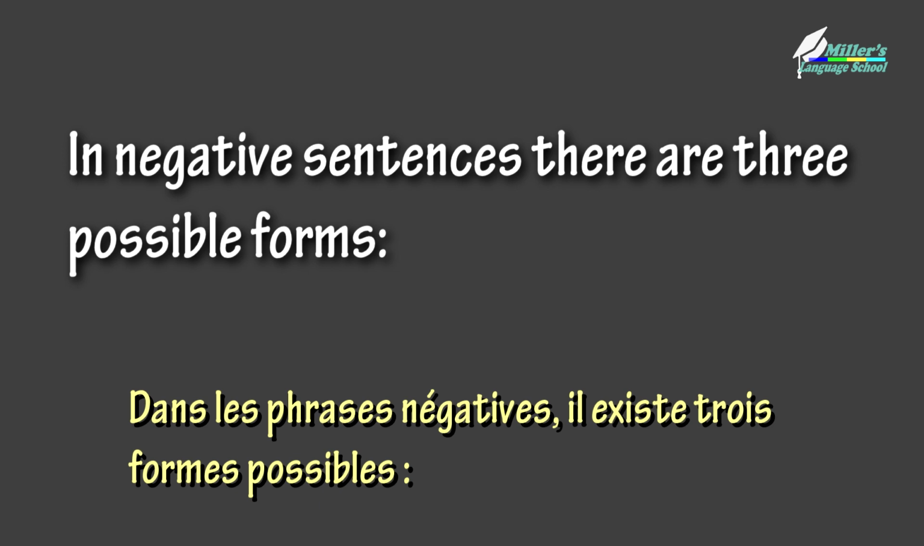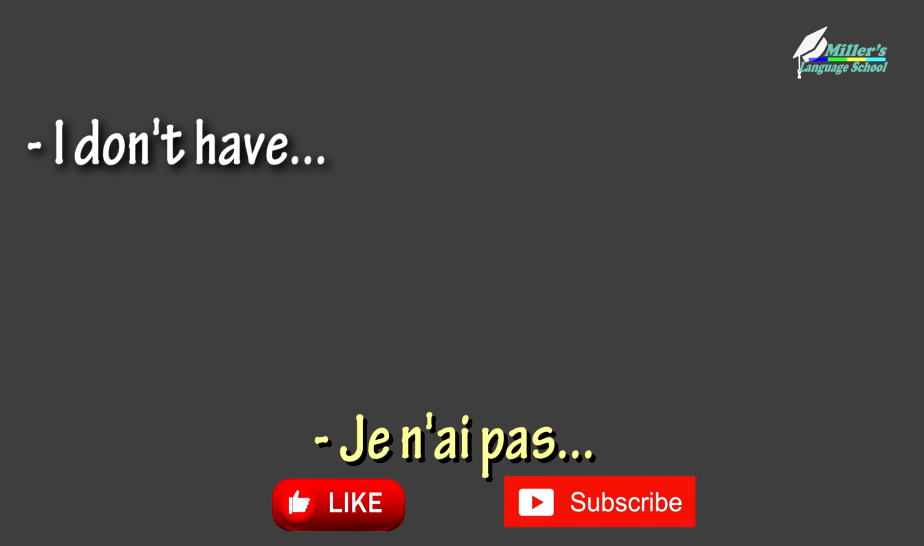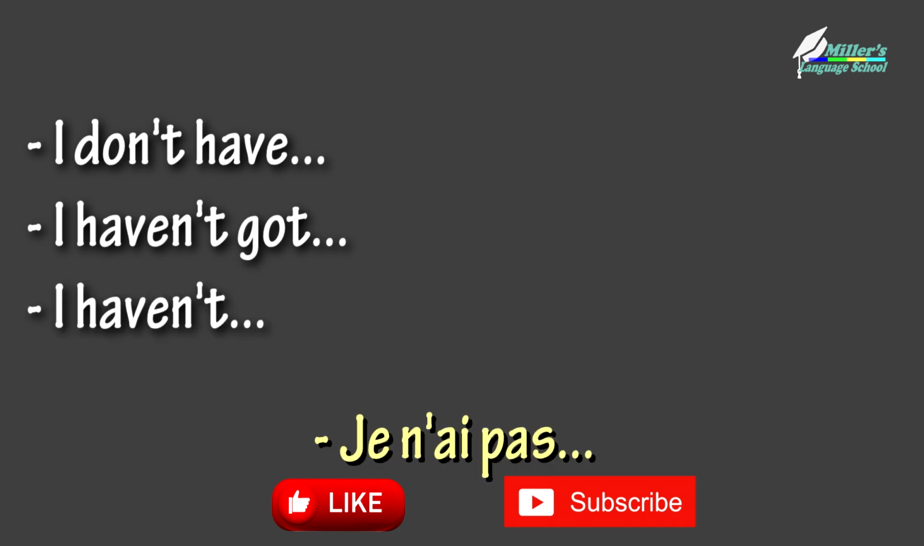Dans les phrases négatives, il existe trois formes possibles. In negative sentences, there are three possible forms. Je n'ai pas. I don't have. Je n'ai pas. I haven't got. Je n'ai pas. I haven't.